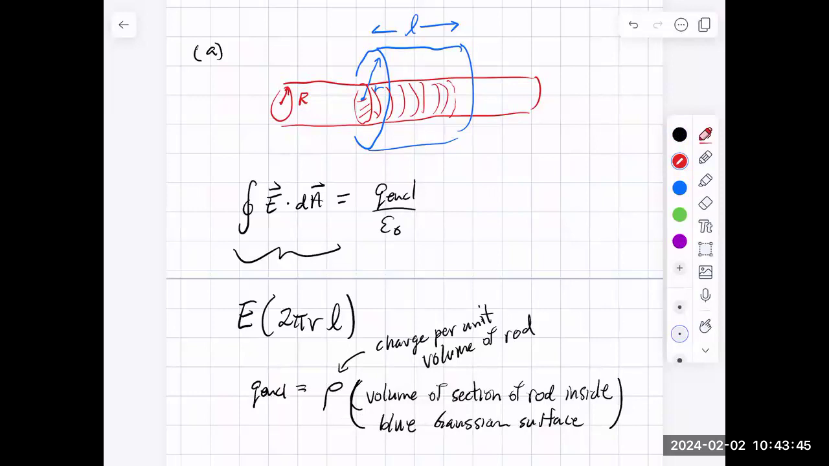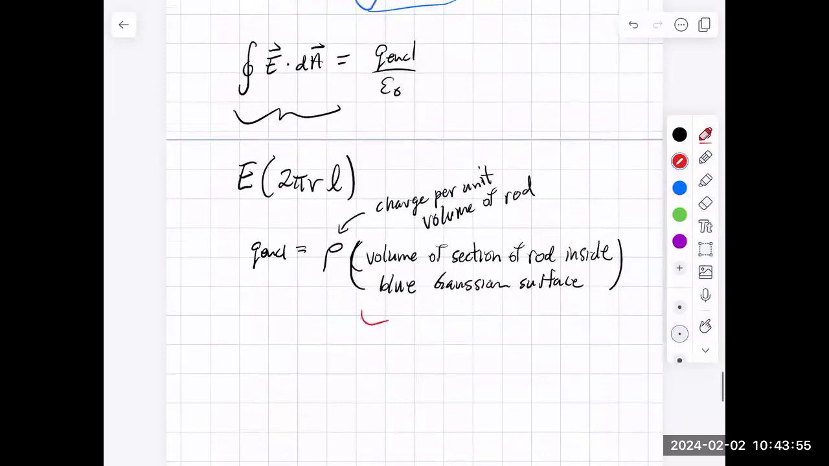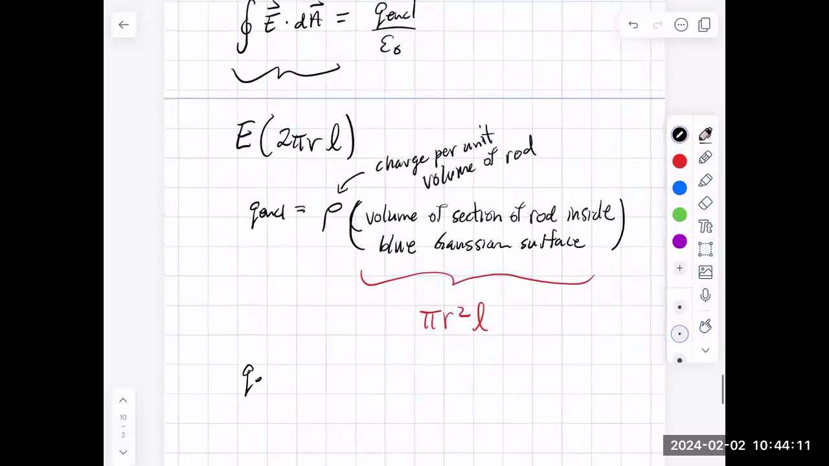So it's a cylinder of length L. The cylinder has length L and a cross-sectional area of pi r squared. And so the volume inside our Gaussian surface is pi r squared times L. Okay, and so Q enclosed is, sorry, I made a mistake.